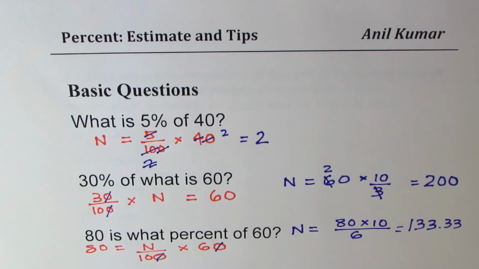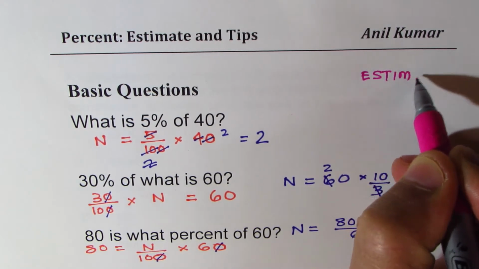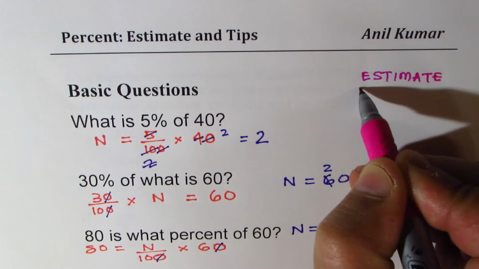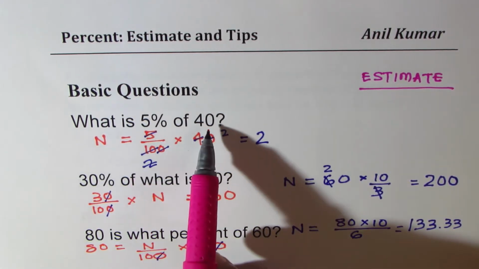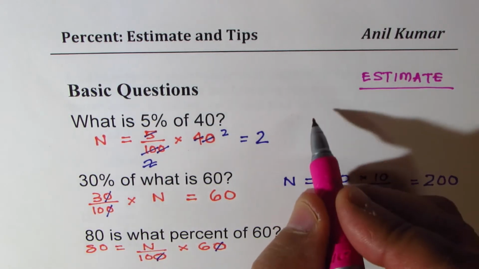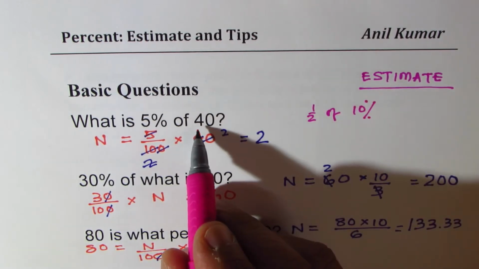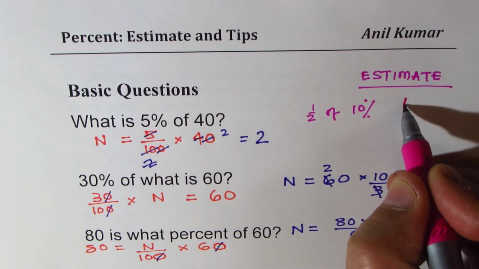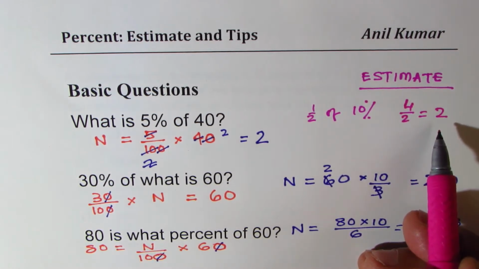Now let's also see how to estimate, right? So you could calculate, very easy. You could also estimate. Now these two techniques are very important. Estimate is, I think, very important. So when I say 5%, that means what? I could do half of 10%. Is that okay? So 10% is 4, right? So it is half of 4, which is 2. Does it make sense to you? At times that may be a faster calculation.